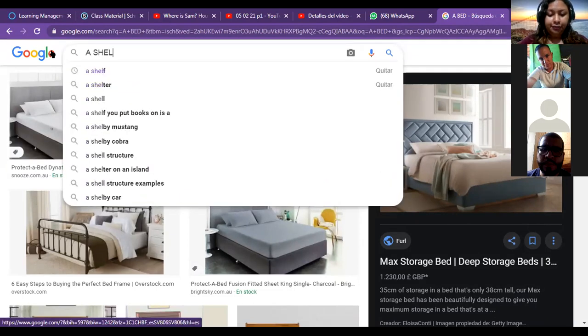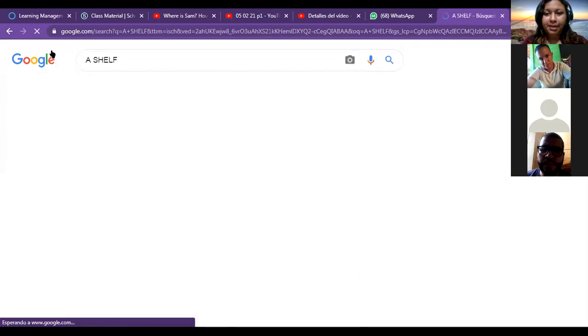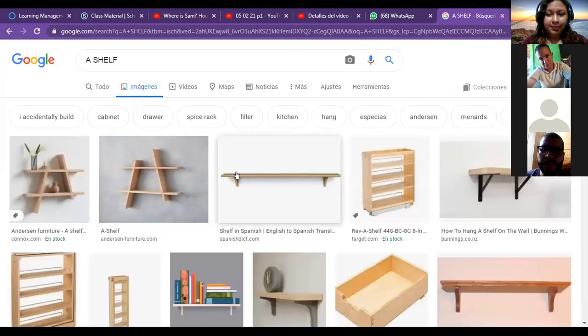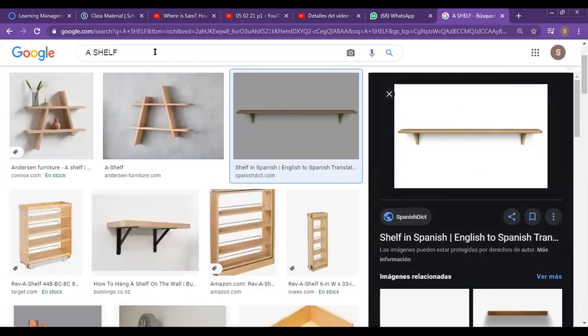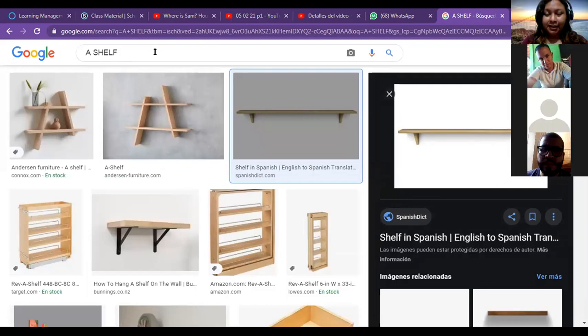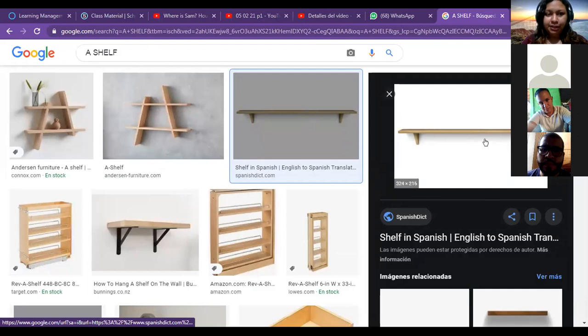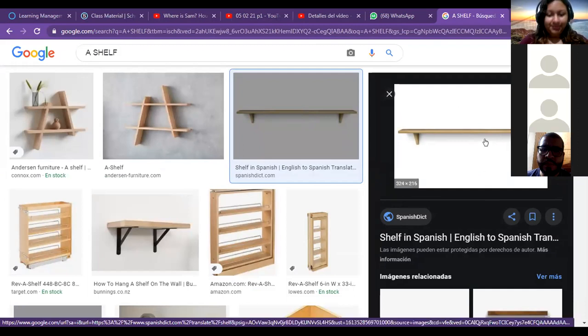A shelf. Repeat it with me. A shelf. Look. A shelf. Okay, one more time. A shelf. What is a shelf in Spanish? Repisa. Exactly. Okay. The next one.